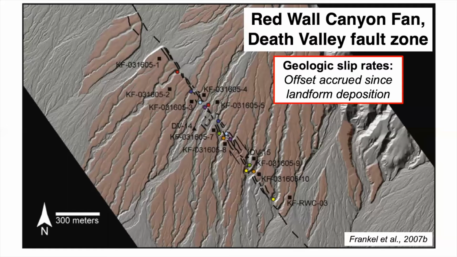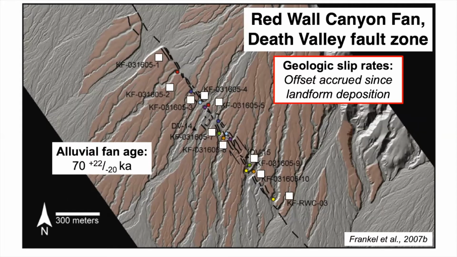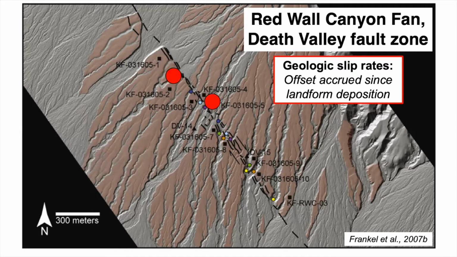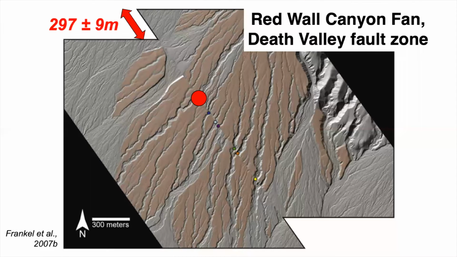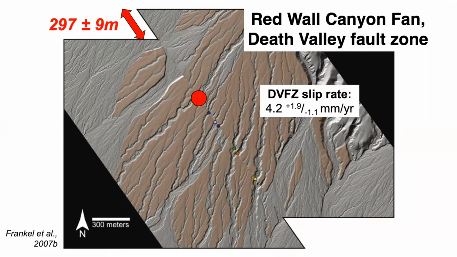At this site, Kurt Frankel and co-authors measured the beryllium-10 concentration in 10 surface clasts to determine an approximate fan age of 70,000 years. By realigning channels incised into the fan surface that had been offset across the fault, including the red point shown here, they measured a total fan offset of approximately 300 meters. These measurements indicate a slip rate of 4 millimeters per year for the Death Valley Fault Zone at this location.